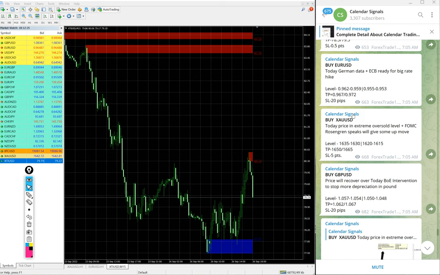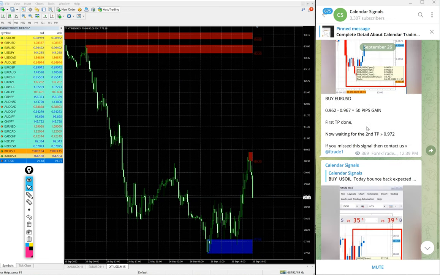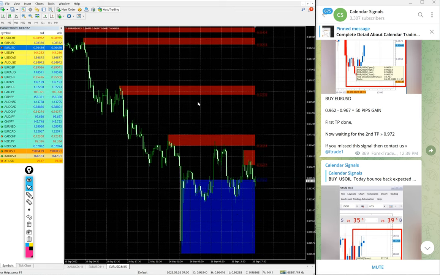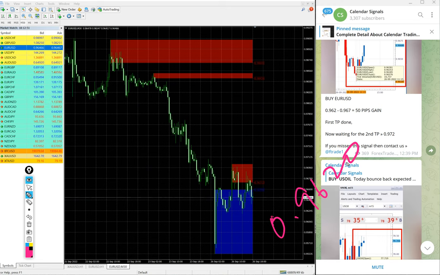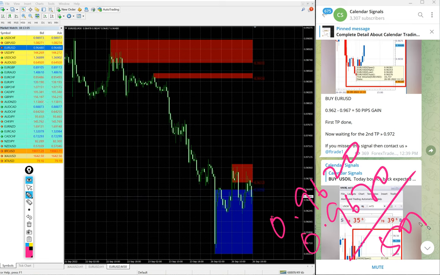Then after US oil, EURUSD. EURUSD also made good profit today. Here is the EURUSD chart. Entry at 0.9620 and high traded 0.9670. 50 pips gain on EURUSD buy signal.